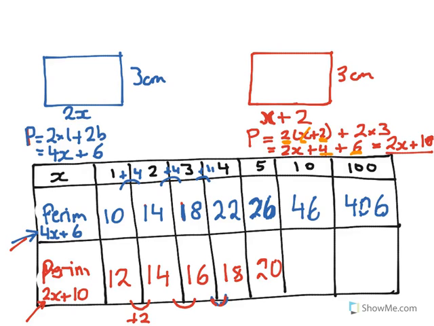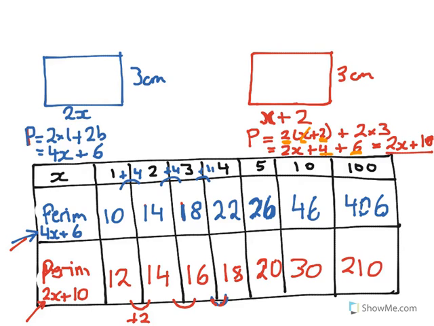Then if we look at the red rectangle, I don't know why I'm losing sensitivity here from my pen. Let's try and keep it. When x equals 10, the perimeter is 2x plus 10. 2 times 10 is 20, plus 10, 30. And when x is 100, 2 times 100 is 200, plus 10, 210.